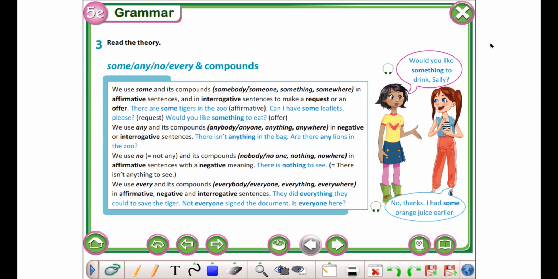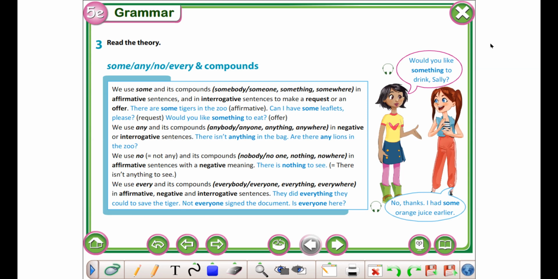There are some tigers in the zoo. Affirmative. Can I have some leaflets, please? Request. Would you like something to eat? Offer. We use any and its compounds, anybody, anyone, anything, anywhere, in negative or interrogative sentence. There isn't anything in the bag. Are there any lions in the zoo?